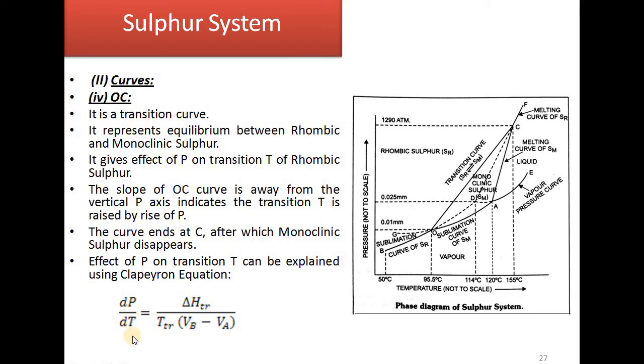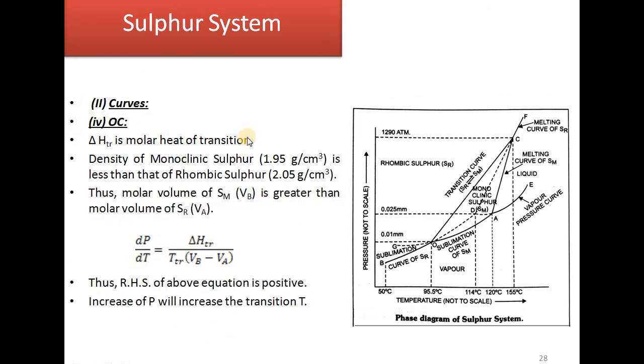Again, in this case, dP by dT will be equal to enthalpy change of transition divided by transition temperature into molar volume of the monoclinic sulfur minus molar volume of the rhombic sulfur. Now, as the density of monoclinic sulfur is less than that of rhombic sulfur, its molar volume will be higher than that of rhombic sulfur. So Vb minus Va will be positive. And enthalpy of transition is always positive. So dP by dT comes out to be positive and its slope is positive. That's why increase of pressure will increase the transition temperature.